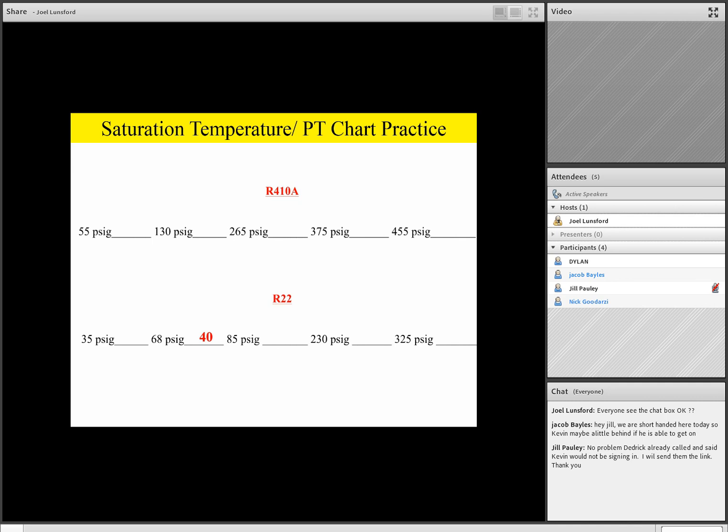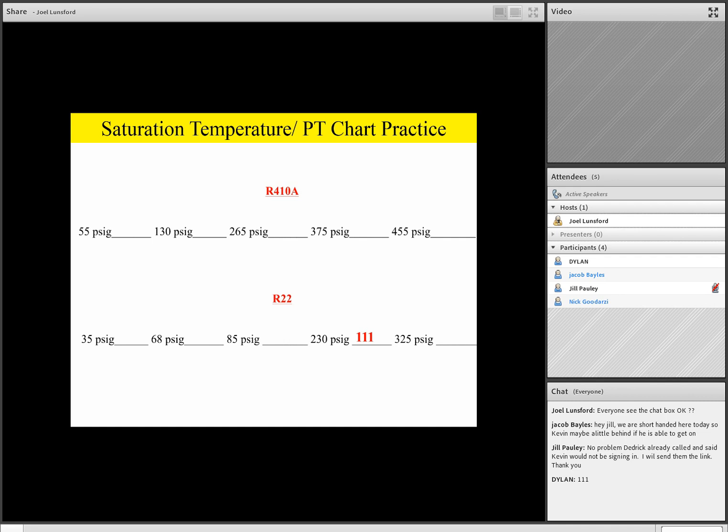51. Excellent. Good. How about 230 pounds of pressure? In other words, at 230 psi on the high side, at what temperature are we converting that hot gas back into a liquid in the condenser at 230 pounds of head pressure? 111. Excellent. And then finally, at 325 pounds of pressure, R22, at what temperature are we changing state inside that coil?